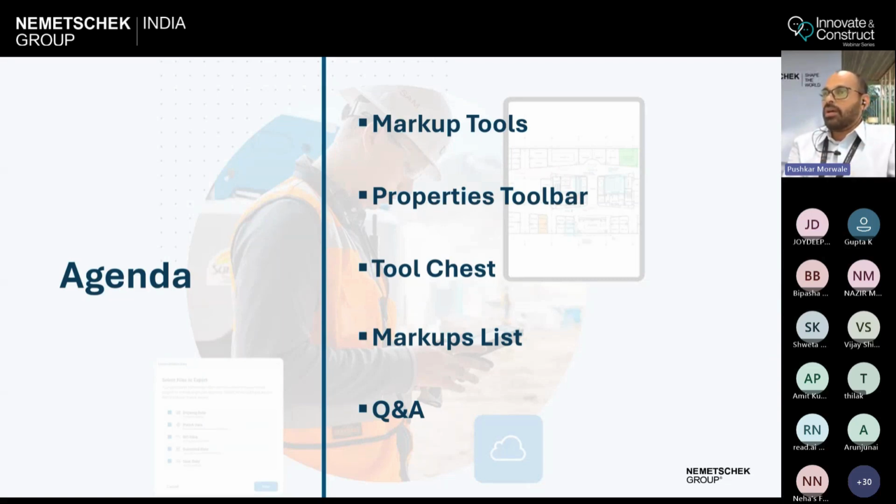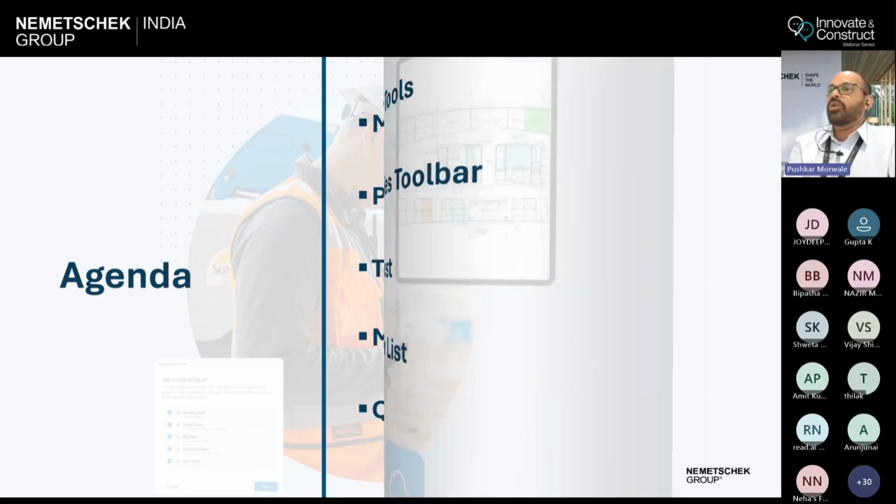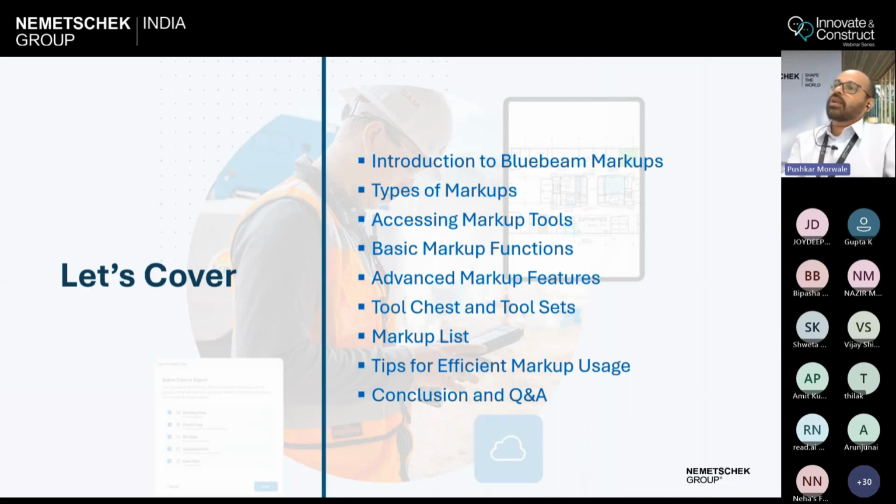Now, to cover this agenda, I've broken it down into a number of topics. We'll start with the introduction to Bluebeam markups, then what the different types of markups are, how you can access the markup tools, some basic markup functions, and some advanced features also. Then we'll talk about the tool chest and tool sets. That is especially required when you want to standardize the commenting tools or markup tools across your organization, or maybe department-wise.